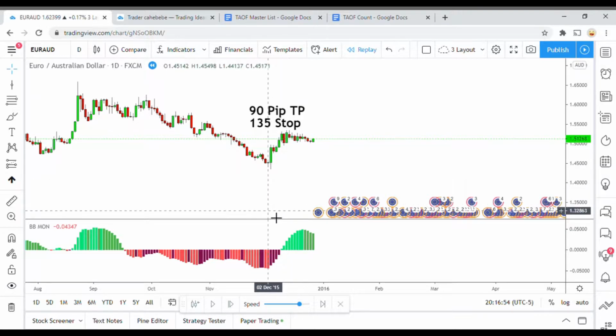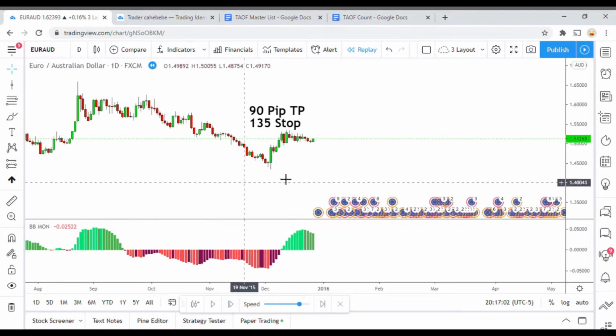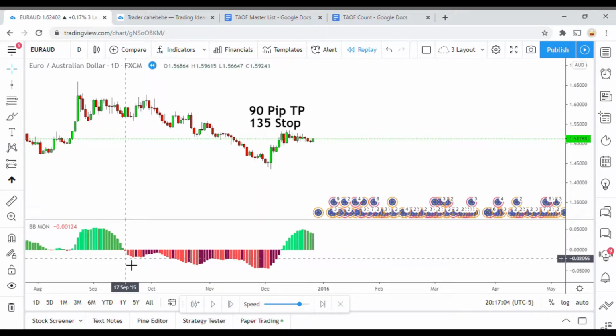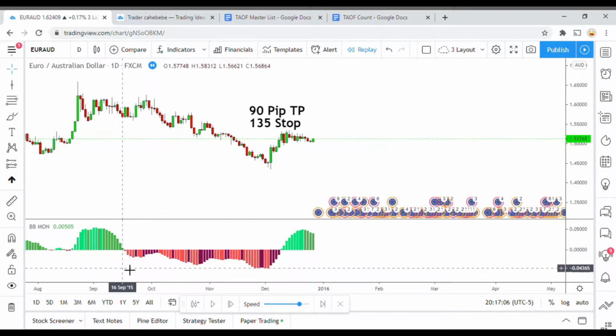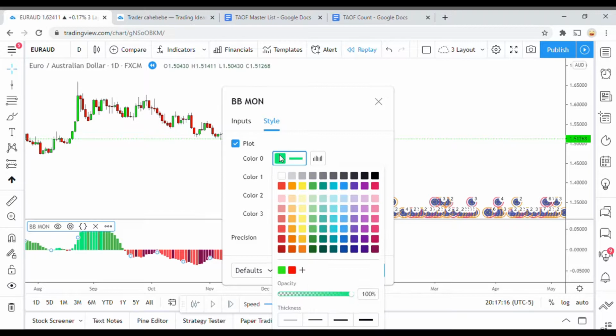Basically, the setup is pretty simple. When it jumps up green from crossing over the zero line, that is a signal to go long. When it drops down below red, that is a signal to go short. And so, like I said, pretty simple, and that's basically how we will be testing it today.